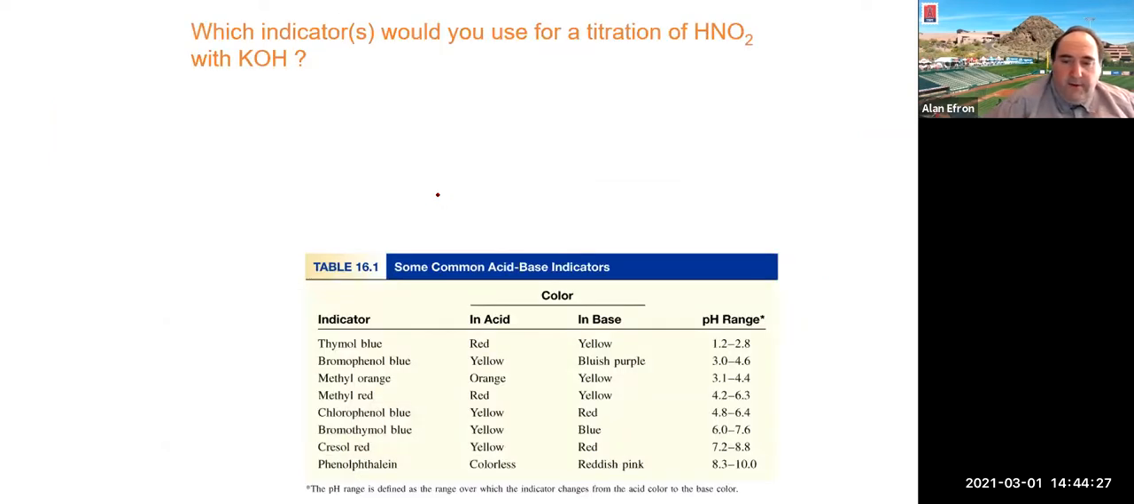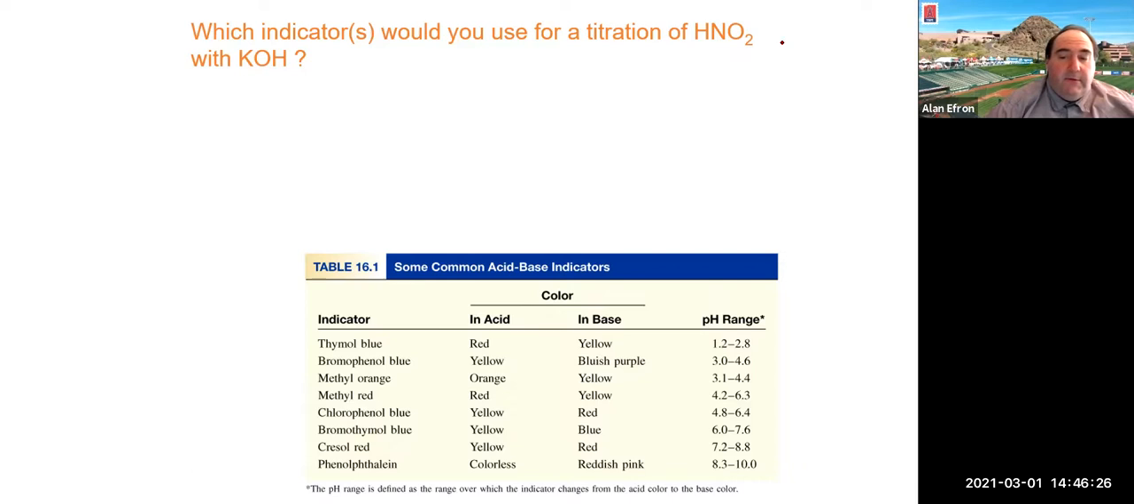All right, so here, why don't you take a second and think about it. Here's a list of some indicators on the bottom, the pH range for which they work, and the colors that we see. Which indicator or indicators would be a good choice for a titration of HNO2, nitrous acid, with potassium hydroxide? So take a minute and think about how we probably should approach this.